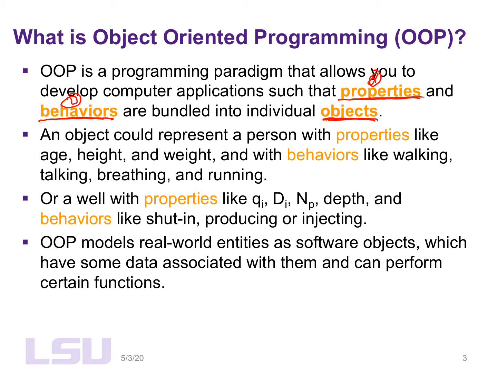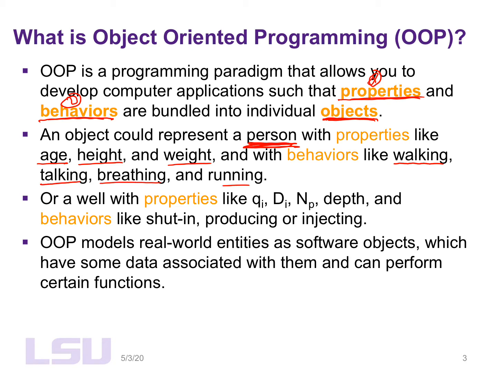Properties are characteristics for a person object. So we're giving an example of an object as a person. The characteristics of the person or the properties of the person include age, height, weight, and so on. And behaviors, on the other hand, are the actions the object can perform. And the actions a person can perform could include walking, talking, breathing, running.